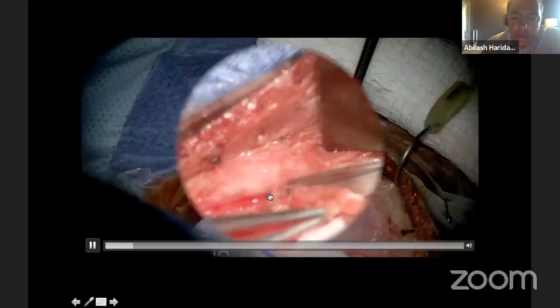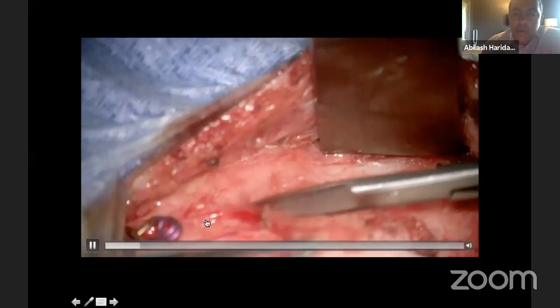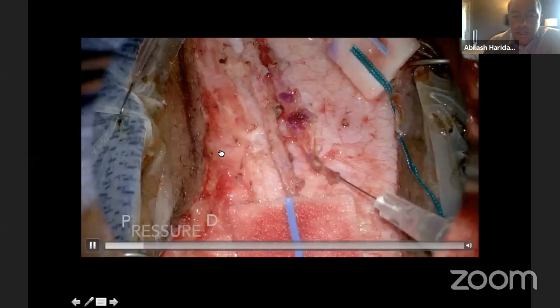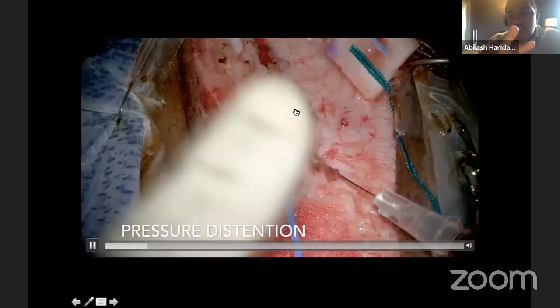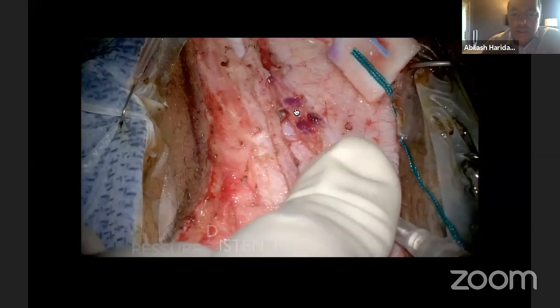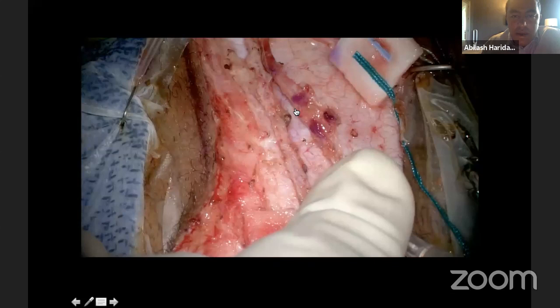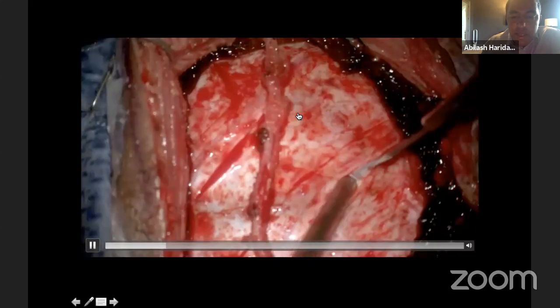One point I forgot to mention: when you're harvesting the STA, use a pen and mark the top, the dorsal surface of the vessel, like here. This way it doesn't twist, because after your bypass, if your bypass twists, you've failed. And this is filling it up. It just fills up like an anaconda with heparinized saline.